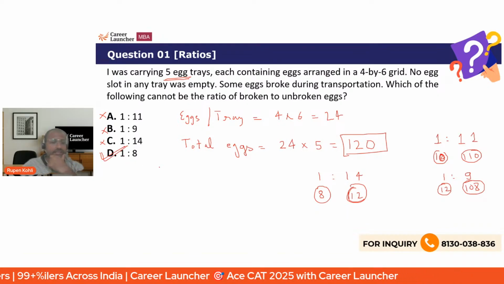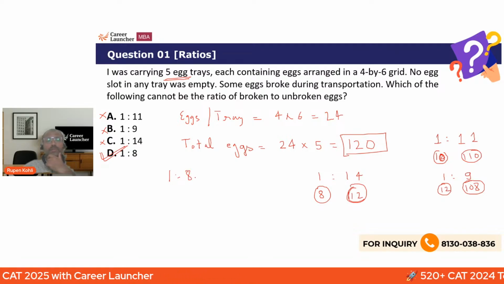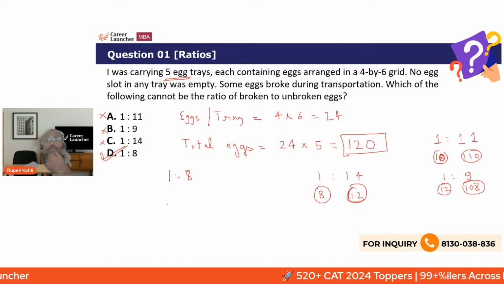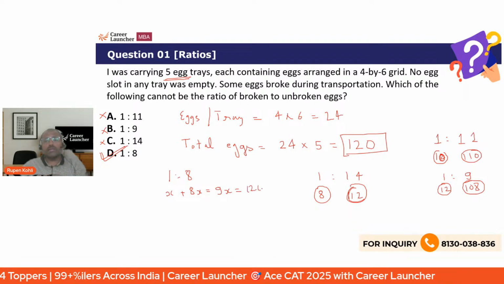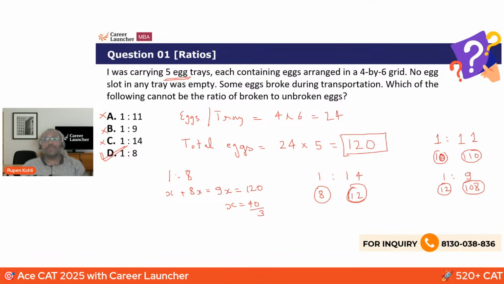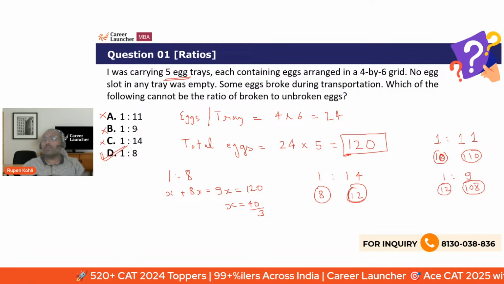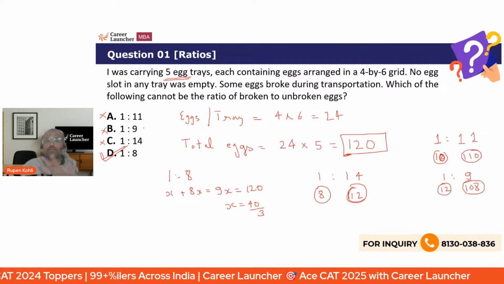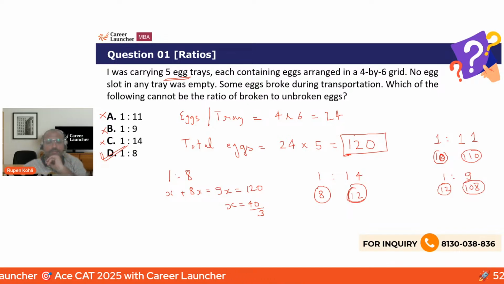And yes, D is the answer, because how can you split 120 in the ratio of 1 is to 8? You can't, because 1 plus 8 is 9 and 120 is not divisible by 9. If you say these are x number of eggs and these are 8x, then x plus 8x, which is 9x, if you equate that to 120, then you get x to be a fractional value. So, a simple problem on ratios: when a total number is given, a split in a given ratio is possible only if the sum of the ratio parts divides the total quantity.